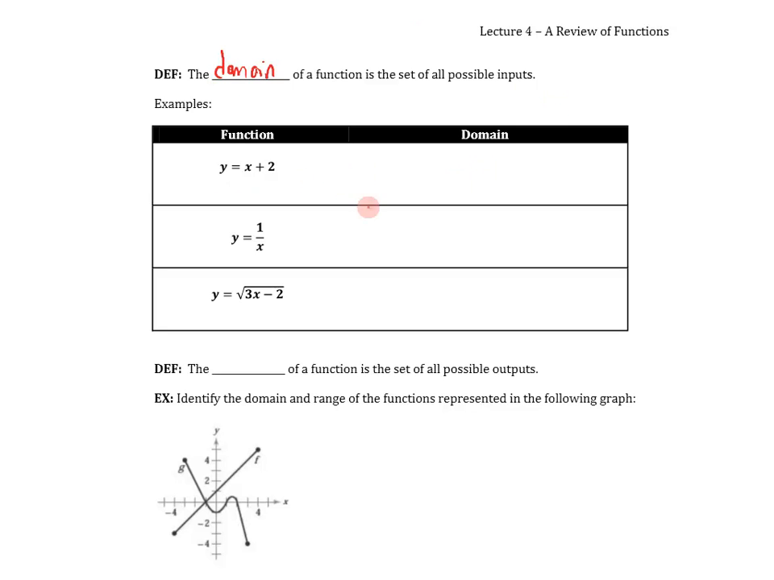So some functions, like x plus 2, have no exceptions to what you can plug in for x, right? What can I plug in? That's the real question of the domain. And in this case, we can use this notation for all real numbers.